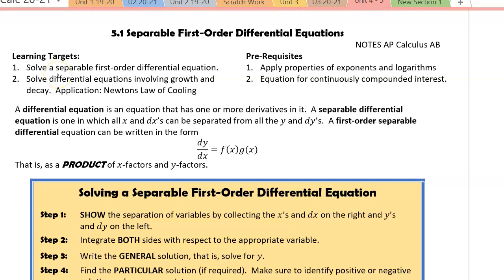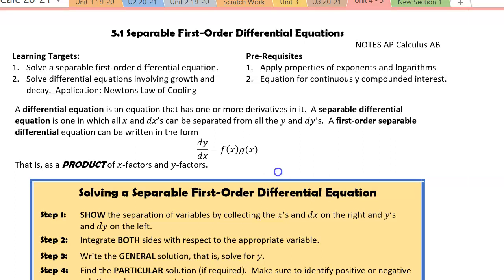All right, so we're going to solve a separable first order differential equation. And then we're going to solve differential equations involving growth and decay. And then we're going to do an application where we use Newton's law of cooling. A couple of things to be able to be good at or remember or use: applying properties of exponents and logs, and then the equation for continuously compounded interest, which we'll remind you of.